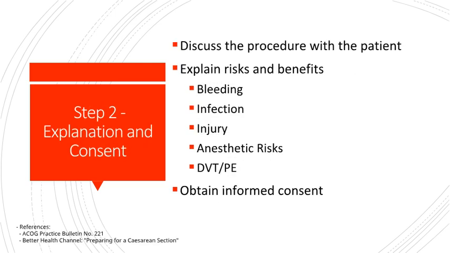The second step is essential. Explain the procedure to the patient, discussing potential risks and benefits. You should mention that there is a higher risk of blood loss with a cesarean section compared to a vaginal delivery, and determine whether the patient has a religious objection to a blood transfusion. Cesarean sections are also high risk for infection, so you should inform them of this and let them know they will be given antibiotics before starting the case.